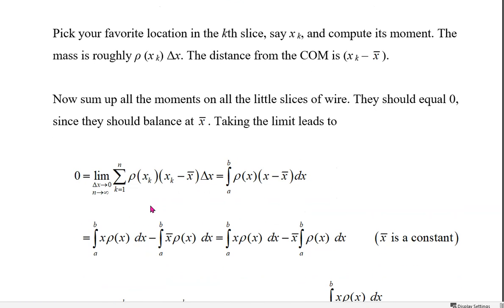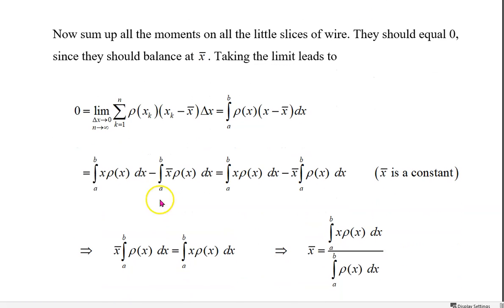Now we're going to sum up all the moments on all the little slices of wire. They should equal 0 since they're going to be balanced at wherever x bar is. Taking the limit leads to the following expression. 0 will be equal to the limit as delta x goes to 0, or the number of cuts in the wire goes to infinity, of the density rho at our particular favorite spot in each cut, x sub k, times x sub k minus x bar, that's the distance from the little point to where it balances, times delta x, the width or length of each little cut.